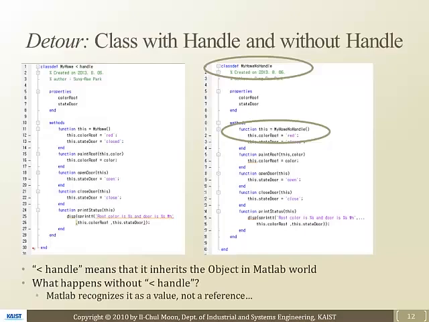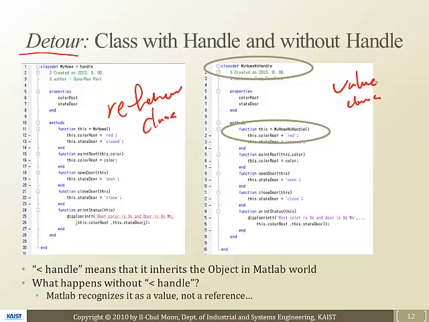Before we start, there is a detour. Detour means that it's kind of circumventing. We have to go fast to make things a little bit faster, right? It's a slower but faster way. What we are going to recover at this moment is the reference class, and the value class.